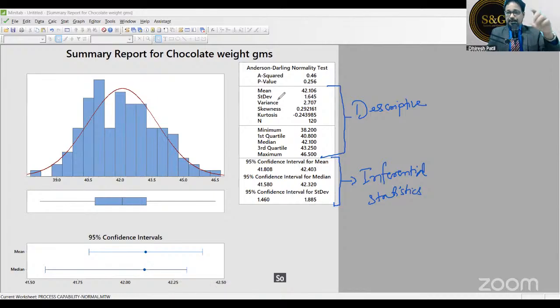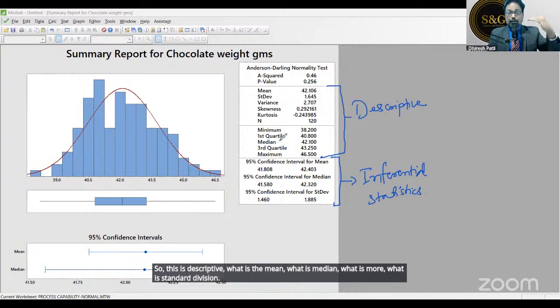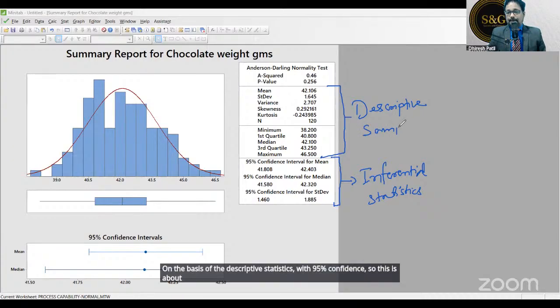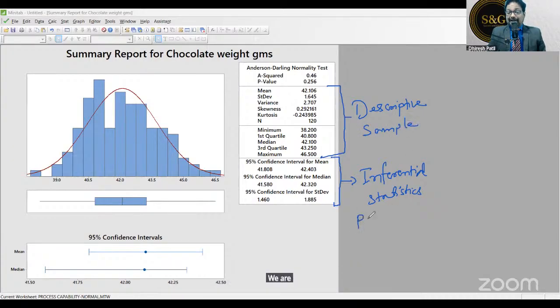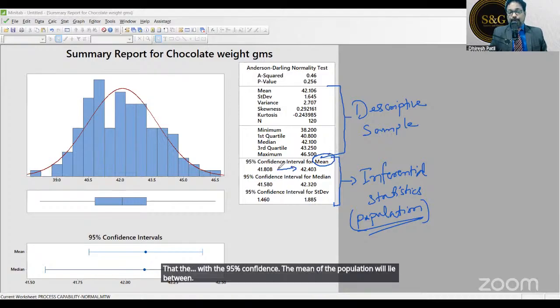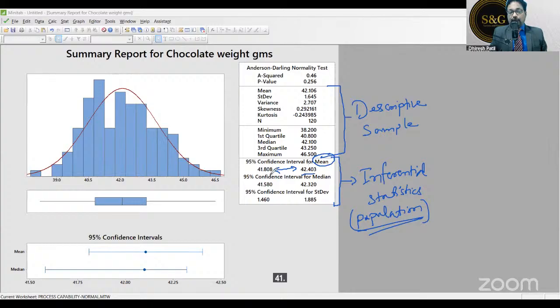So this is descriptive. What is the mean? What is median? What is mode? What is standard deviation? It is descriptive statistics. On the basis of the descriptive statistics with 95% confidence, this is about the sample. We are predicting the behavior of the population. The probability that with 95% confidence, the mean of the population will lie between 41.8 to 42.4. That is what 95% confidence interval is.